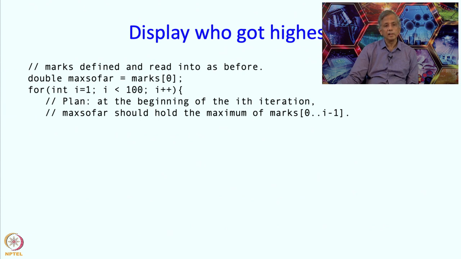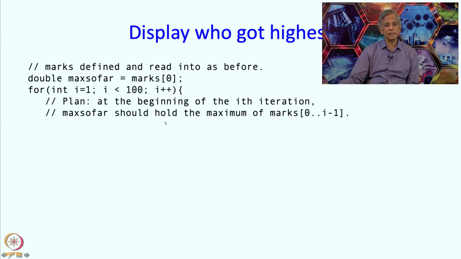So indeed, before entering the loop, max so far is the value of marks 0. So it is trivially the maximum amongst all of marks 0 all the way till marks of I minus 1, which is 0 itself. There is only one element in this set, marks of 0 through I minus 1, because both of these will be 0, and indeed max so far is that value.